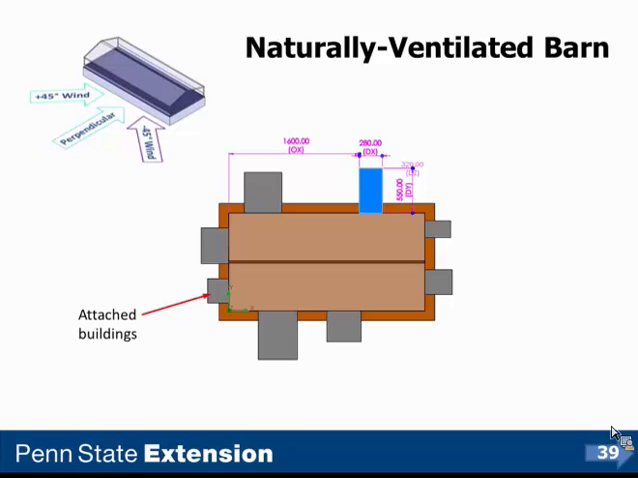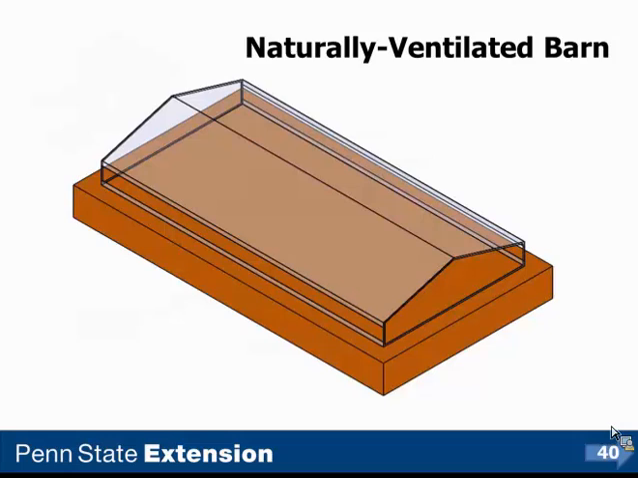In the sketch in the center of the screen, we show a plan view of the naturally ventilated building, and then you see around the outside some rectangular boxes that represent obstructions to natural airflow through the building, which you may or may not have in your situation.